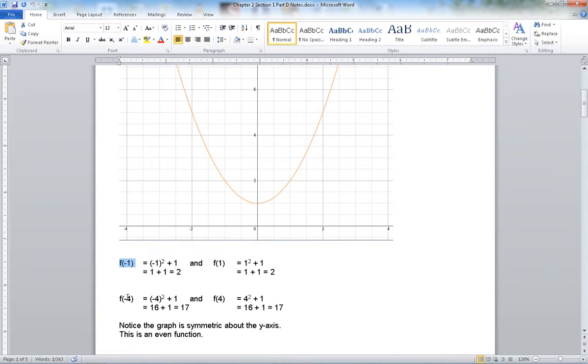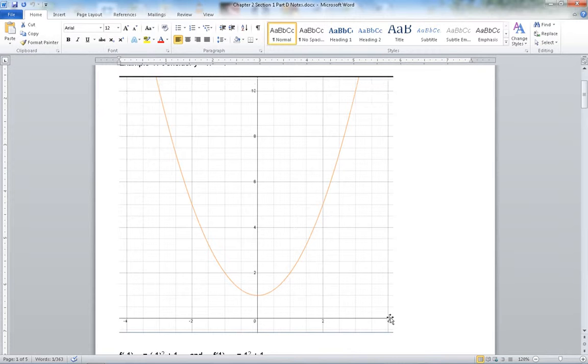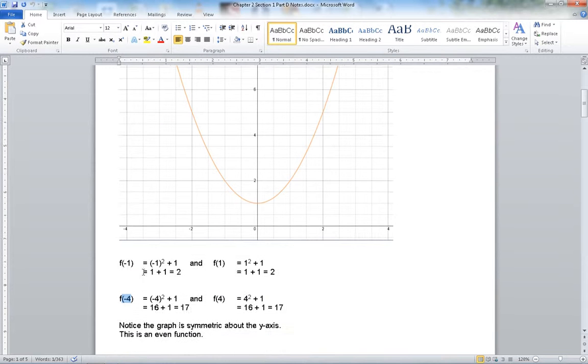What about negative 4 and positive 4? Well, if we plug negative 4 into our equation, negative 4 squared is 16, plus 1 is 17. What about 4? 4 squared is 16, plus 1 is 17. So again, at negative 4 we get 17, and at positive 4 we also get the same thing. So algebraically, whether I put a negative or a positive number in, as long as the magnitude or the number part is the same, I get the same result out.